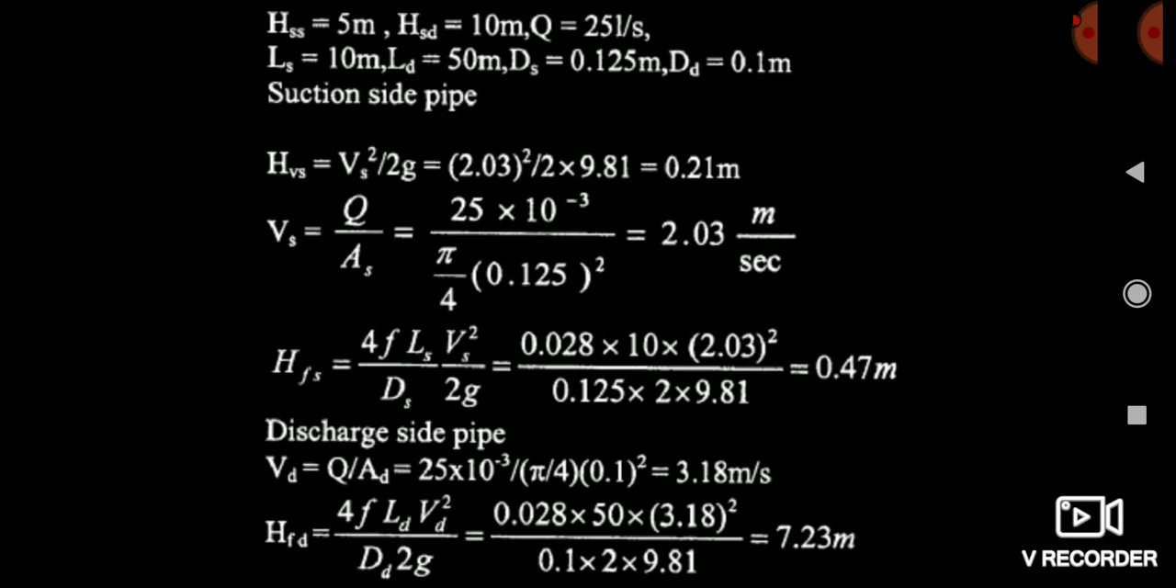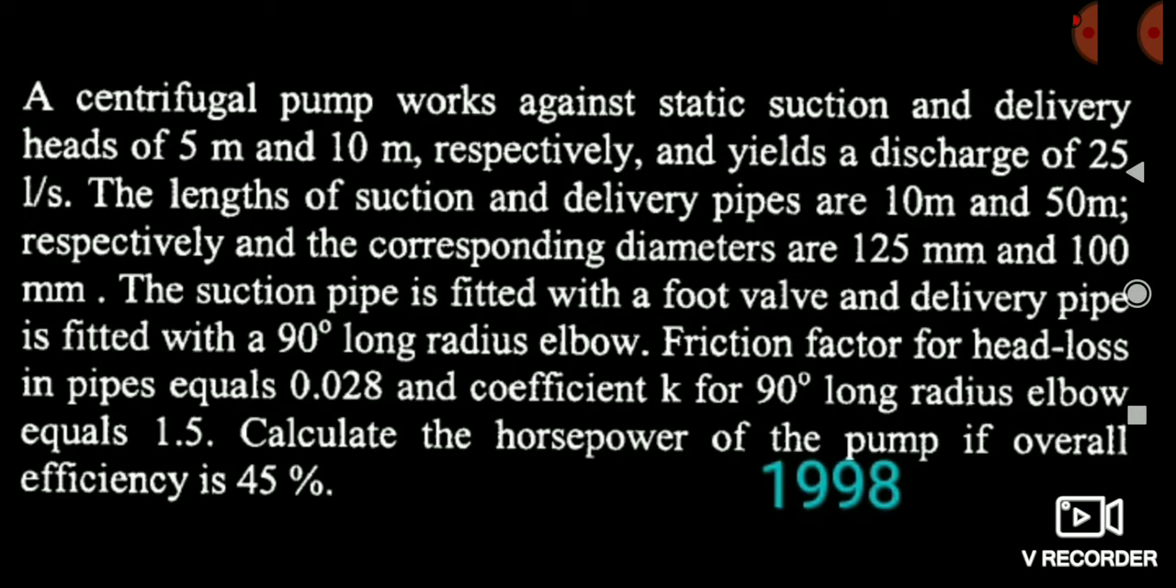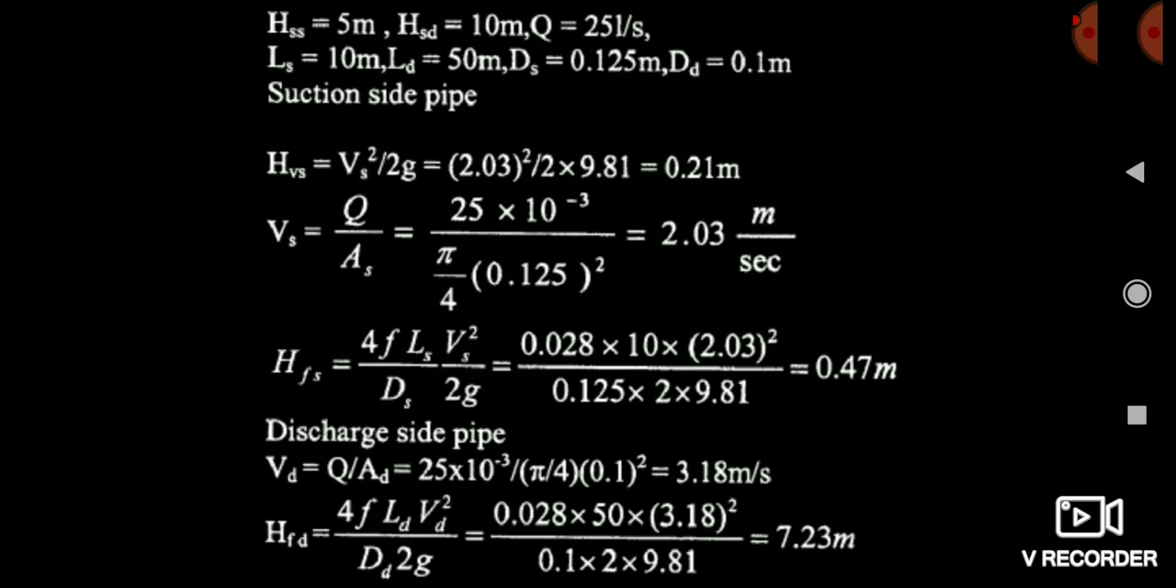Now friends, you can see the head loss due to friction. I think all of you have studied in the previous slide that head loss due to friction is nothing but 4FL V square by 2gD. So F value is given here, that is 0.028, and length and diameter are also given. So you put each and every value and you will simply get your solution, that is 0.47 meter, our head loss due to friction in suction.